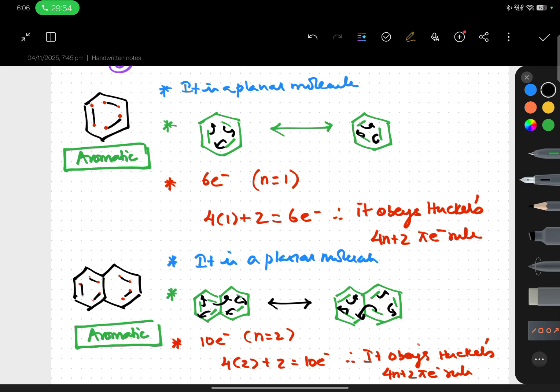Did you understand how I am calculating the pi electrons? One pi bond will have 2 electrons. So if there are 5 pi bonds, that means 10 electrons. Okay, you understood that? Yes, sir.